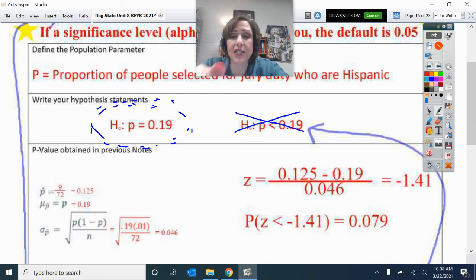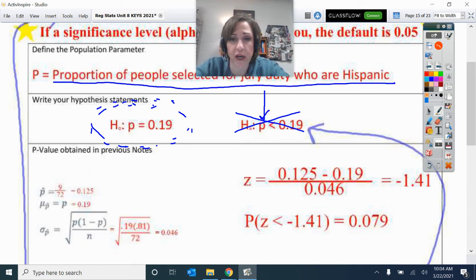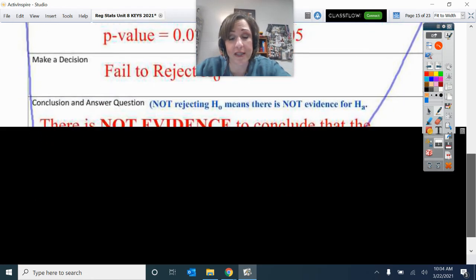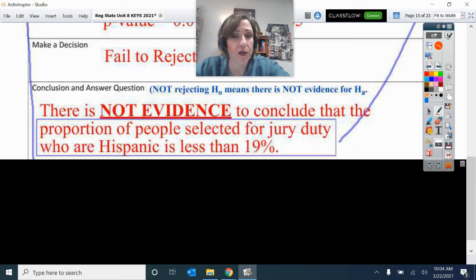So I say, I do not have evidence that the proportion of people selected for jury duty who are Hispanic is less than 0.19. I'm just basically writing this out in context. So I failed to reject H0, and I do not have evidence that the proportion of people selected for jury duty who are Hispanic is less than 19%. Okay, and that's what that shows there.